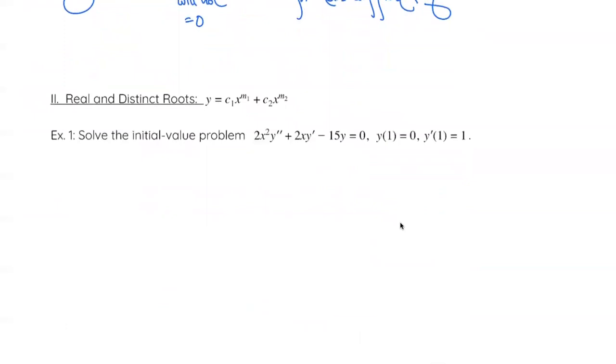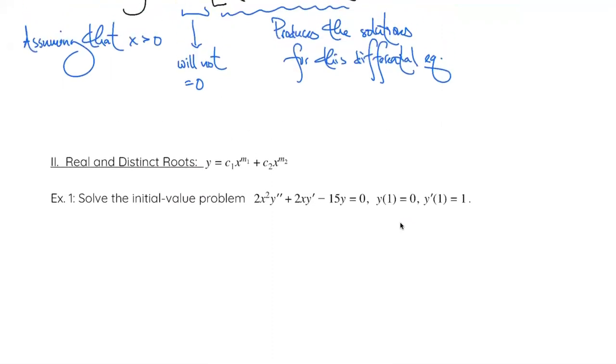So it turns out that if you have a Cauchy-Euler equation and you have 2 distinct roots, they're real, they are distinct, your solution will be of this form. Now it looks kind of similar to what we had in the earlier section.